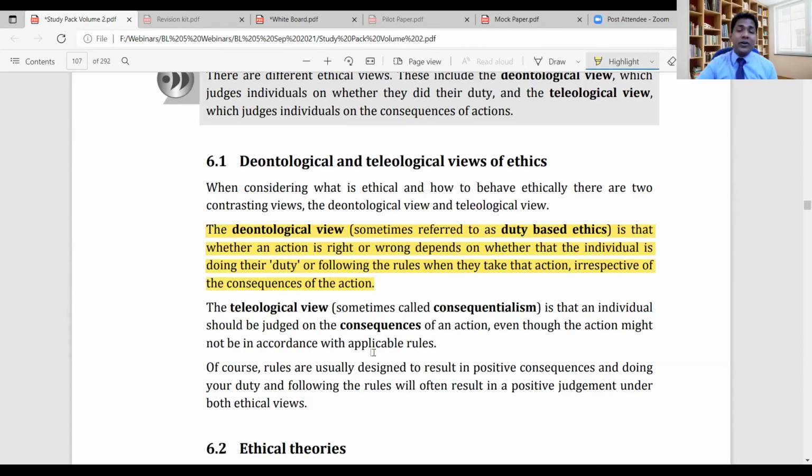So the teleological view is that an individual should be judged on the consequences of an action, even though the action might not be according to the applicable rules. So that means there is a possibility that it may not be according to the rule, but the result has come.